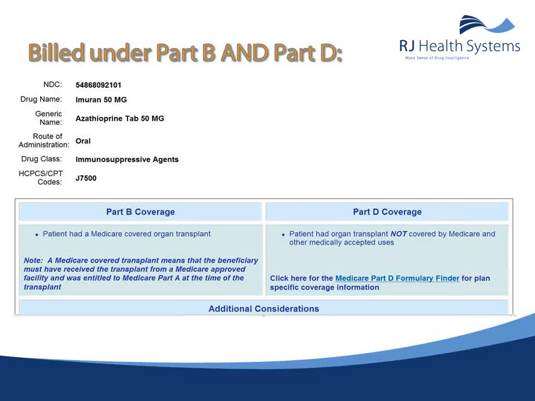Anything outside those lines can be covered and funneled to the Part D benefit. As you can see there, highlighted, a patient had an organ transplant that was not covered by Medicare, or it could be used for medically accepted use. We also have a link to a Part D formulary finder for plan-specific coverage information if you require that. Additionally, there's additional considerations.